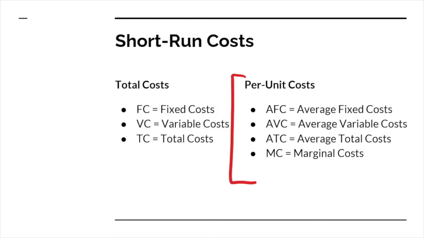For us, these per unit costs are the most significant thing. Why? Because the graphs from here on out, for the rest of Unit 3 and Unit 4, are going to be using the AFC, the AVC, the ATC, and the marginal cost curves. So it's really important that you know at least those 4 per unit cost curves.